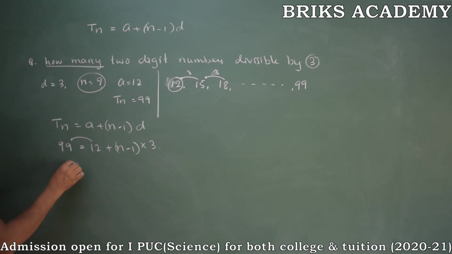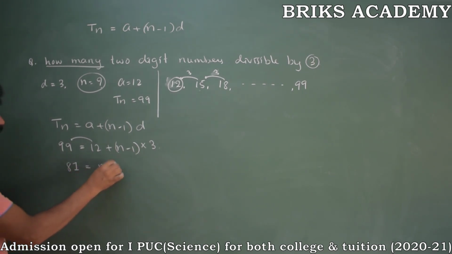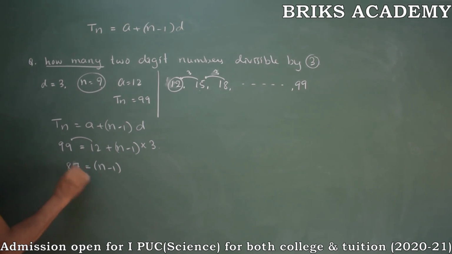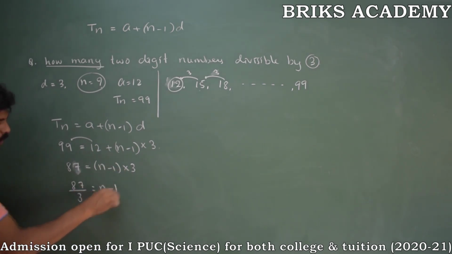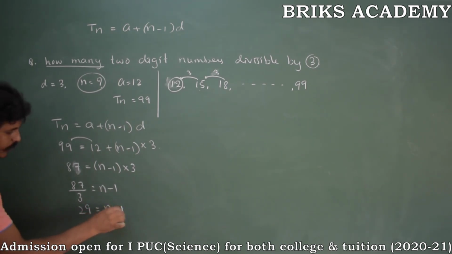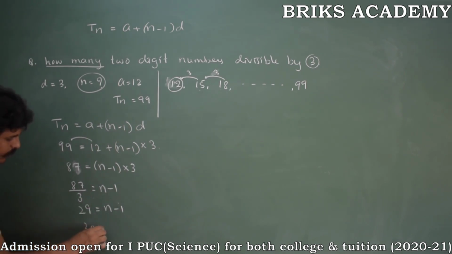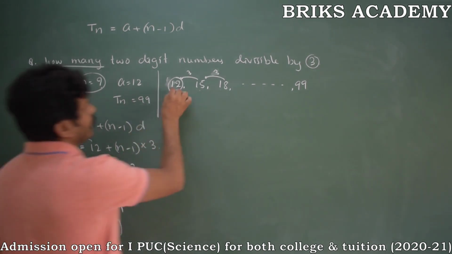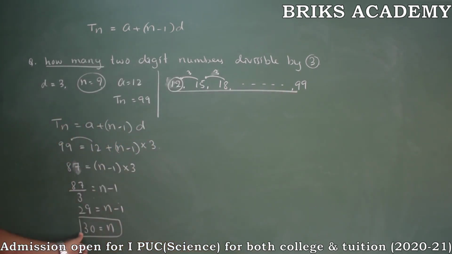87 equal to n minus 1 into 3. So here multiplication is there. If I take this side, it becomes divided by 3: 87 divided by 3 equal to n minus 1. 29 equal to n minus 1. If I take this side, it becomes 30 equal to n. So how many 2 digit numbers are there indirectly in this AP? 31 two digit numbers are there which are divisible by 3.